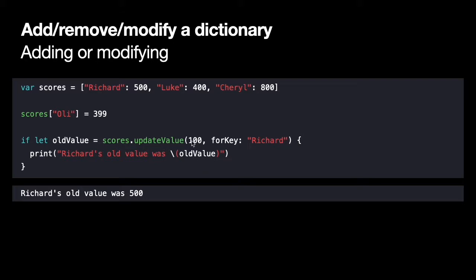If the old key did not exist, then updateValue would return a nil, and if let oldValue would not be successful, and so nothing would go into oldValue and this code would not be executed. If we wanted, we could have an else clause, and then in the else clause we could print out that Richard did not have an old value.